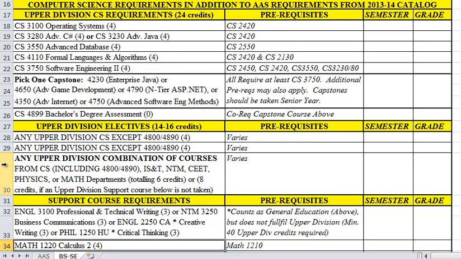In addition, we'll accept upper division classes from the IS&T department, NTM, CEET, physics, or math, as long as you have at least 6 credits from that category in combination. So the bottom line is we're trying to get you at least 40 credits to get your degree. The only 2 support courses we have are Calc 2 and an upper division technical writing or business communications class.